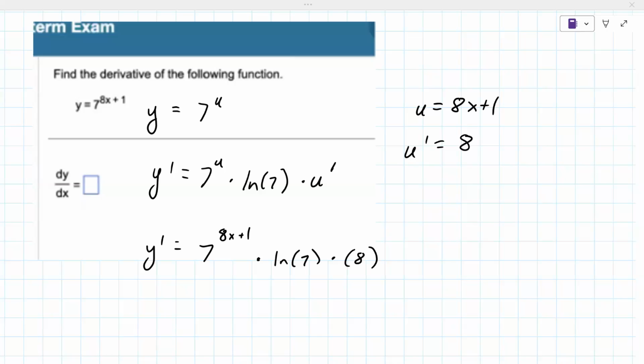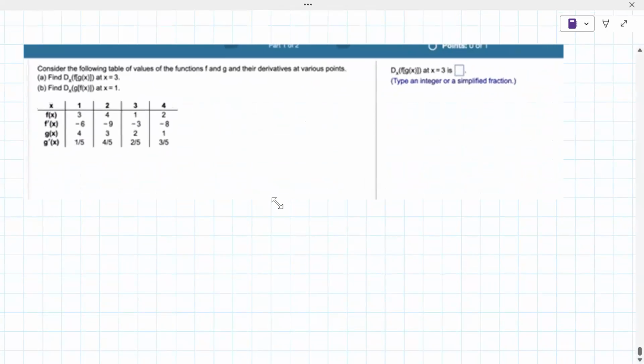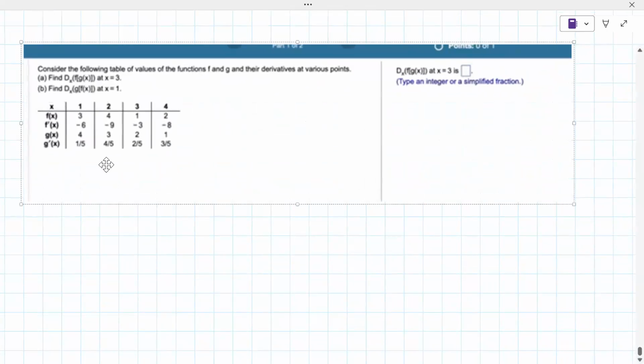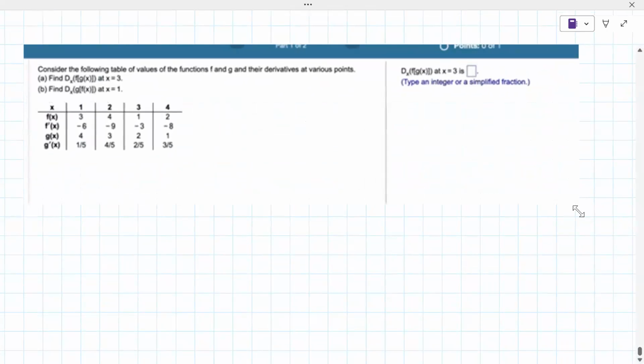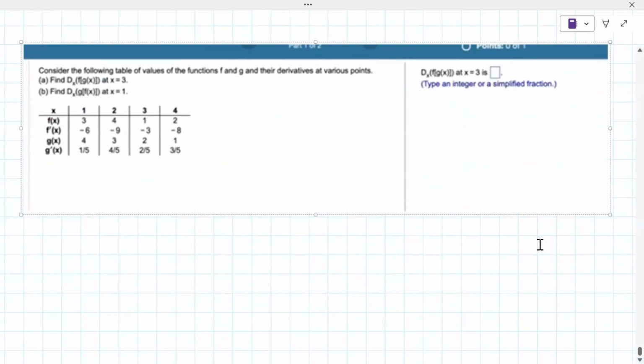Okay, that was right. Let me see how much of this last one we can get done. So I'm going back up like 4 or 5 problems with this table. I don't know exactly which number it was, but we can do it now. This one scares me a little bit. It looks more intimidating than it really is.